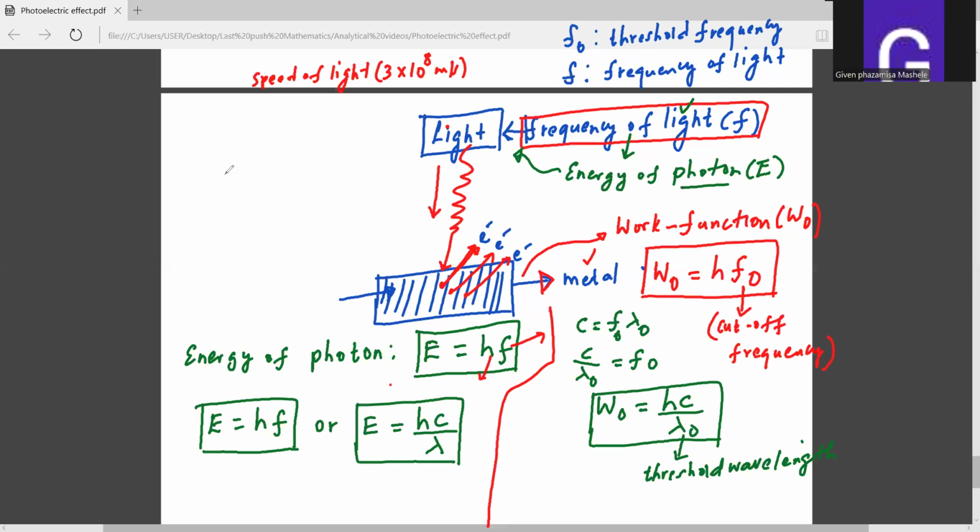Now let's go deeper. We know that when you are calculating the energy of photons, we use the formula E equals hf if we're having frequency. But now look at this. h is always constant. It's constant, this one.